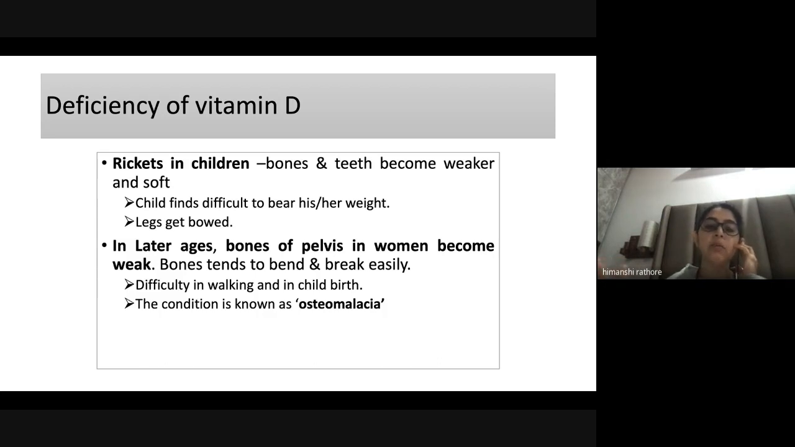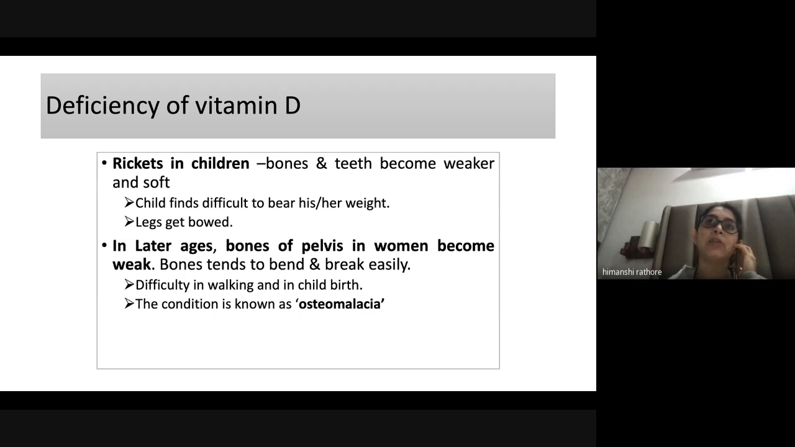In later ages, bones of the pelvis in women become weak. Nowadays, vitamin D deficiency is present in, I guess, 80% of women, who are suffering from osteomalacia, which is a condition where they find difficulty in walking. Their knees are in pain, their legs are in pain. Why? Because they are not taking vitamin D in sufficient amount.